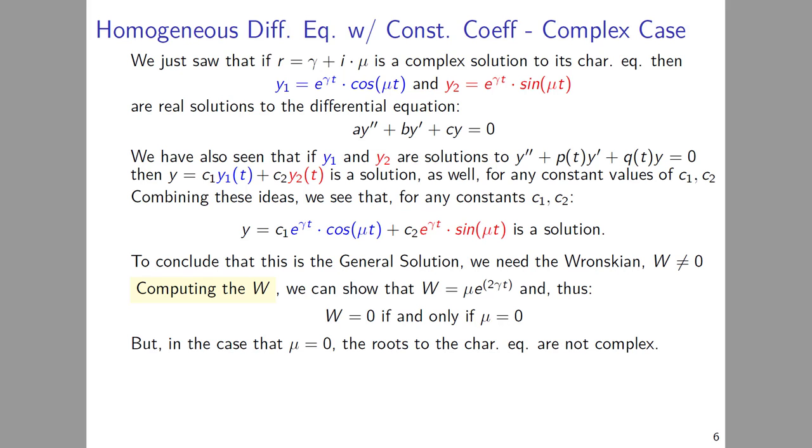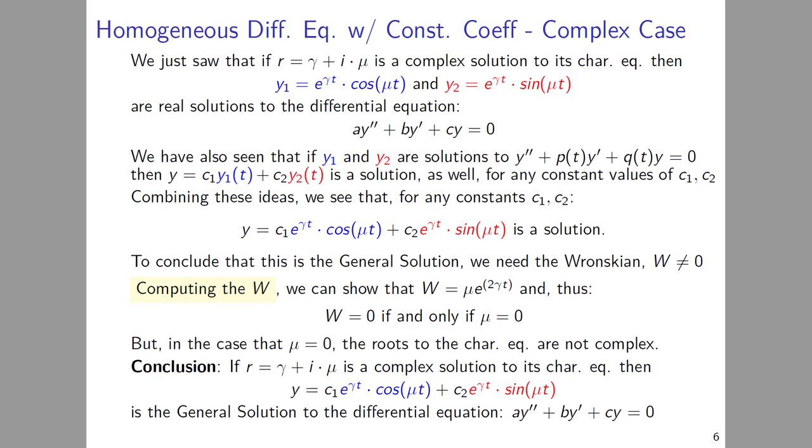So finally, we can conclude that if r equals gamma plus i mu is a complex solution to the characteristic equation, then y equals c1 e to the gamma t times cosine mu t plus c2 e to the gamma t times sine mu t is the general solution to the differential equation a y double prime plus b y prime plus c y equals 0. So we now know how to find the general solution to any second order differential equation of the form a y double prime plus b y prime plus c y equals 0, where the characteristic equation has either complex roots or distinct real roots.